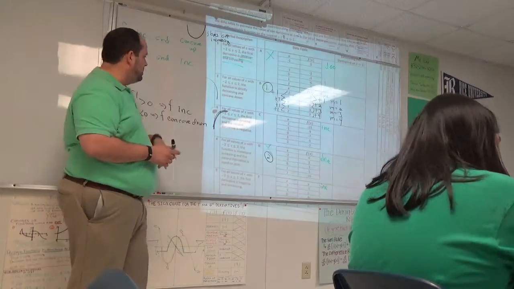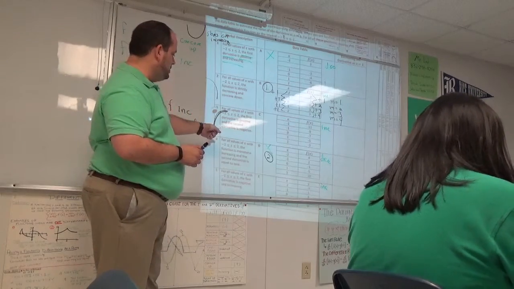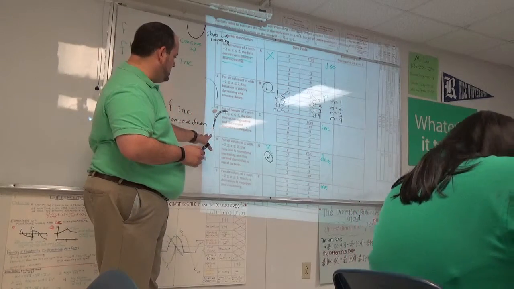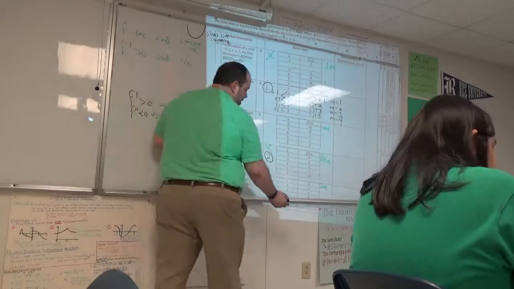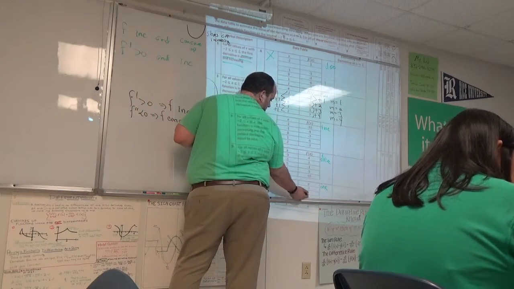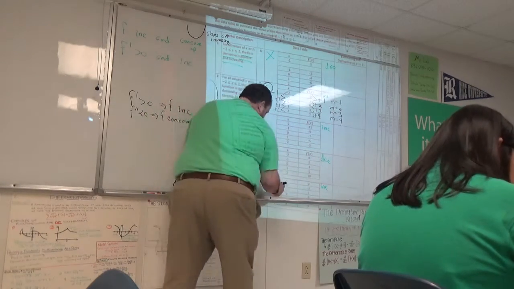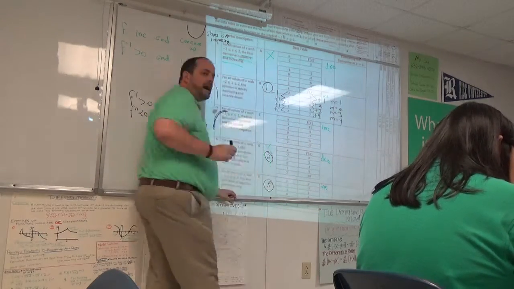So which one is that? E. E? C or E? E, right? The y values are -3, +1, +4, but the slopes are 4 over 1, 3 over 1. They're getting less positive, so this one here is option 3.